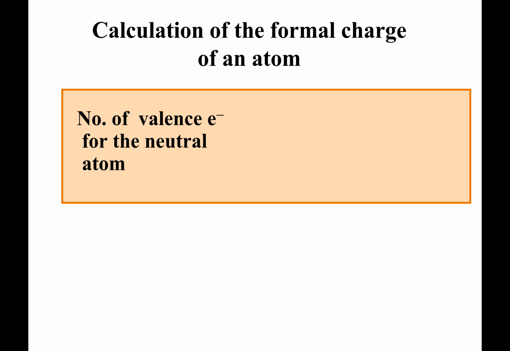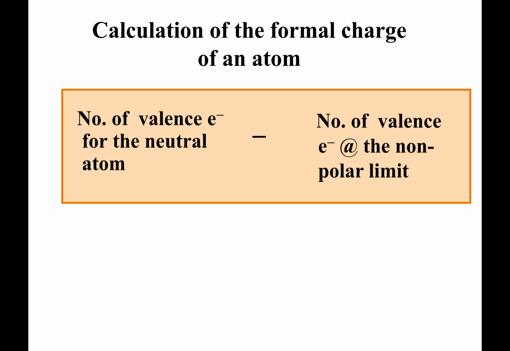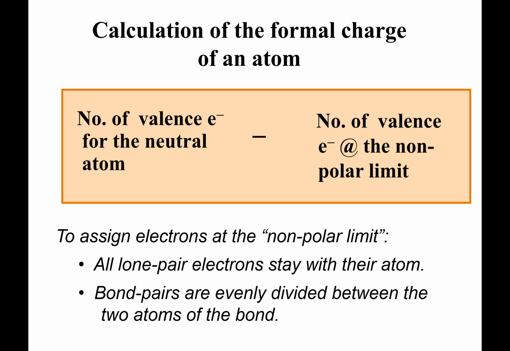So you'll look at the periodic table for the number of valence electrons for that atom. Then from that, you subtract what you came up with on your Lewis structure, the number of valence electrons at the nonpolar limit. You do that little subtraction, and whatever number that gives you is the formal charge. That's it.